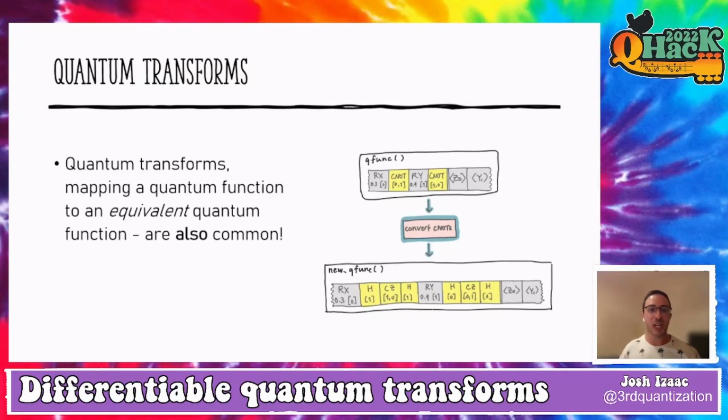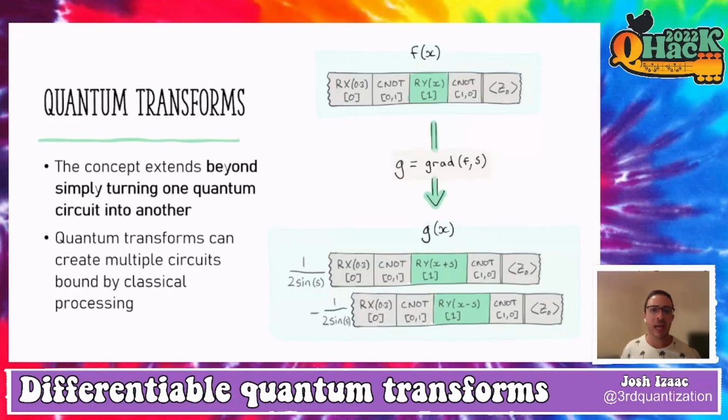So a quantum transform is simply a mapping from quantum function to quantum function, such as quantum compilation. However, we can go beyond this concept. We saw that quantum compilation simply turns one quantum circuit into another. We can think of a quantum transform almost as a generalization of this. Rather than taking one quantum function to another, it could potentially take one quantum function to multiple quantum functions that are bound by classical processing.